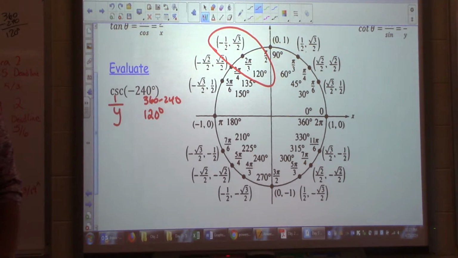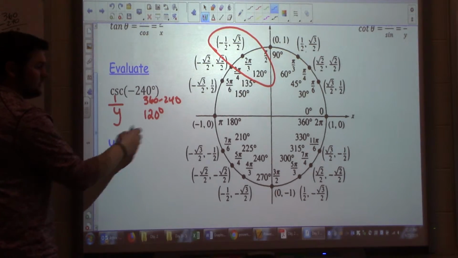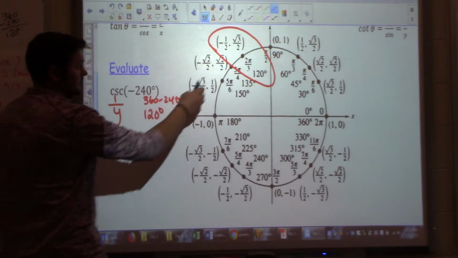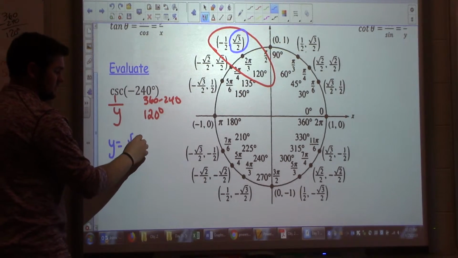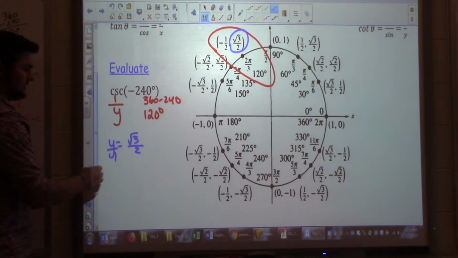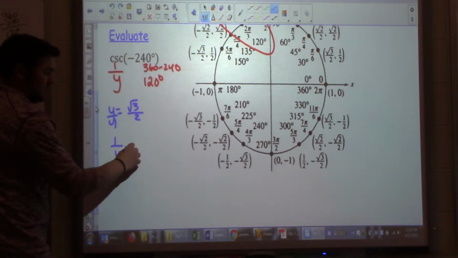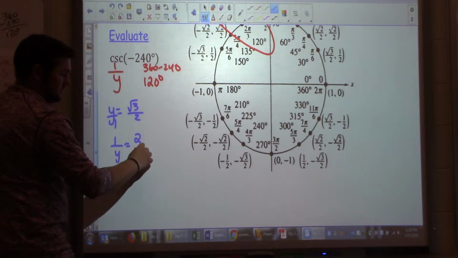Well, is there a spot in there that says that's like 1 over y? No. So what we're going to do is find that value that's on the bottom. What does y equal at 120 degrees? Square root of 3 over 2. Is it fair to say that y is the same as y over 1? Yes. Okay. So we're going to flip it. Take the reciprocal. So we want 1 over y. So 1 over y equals, and I got to take the reciprocal of this one too, 2 over square root of 3.